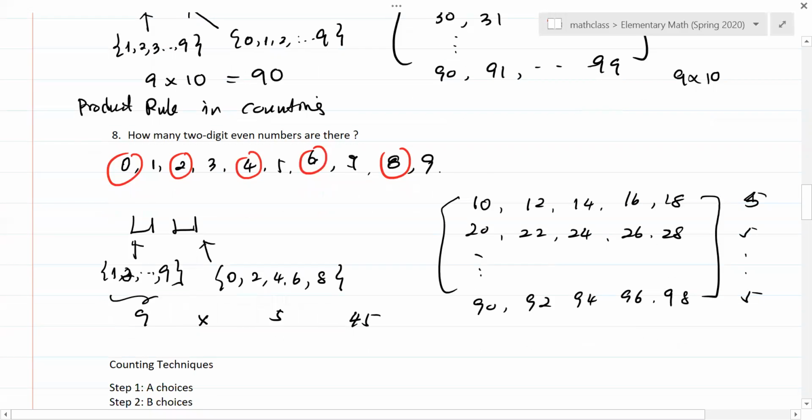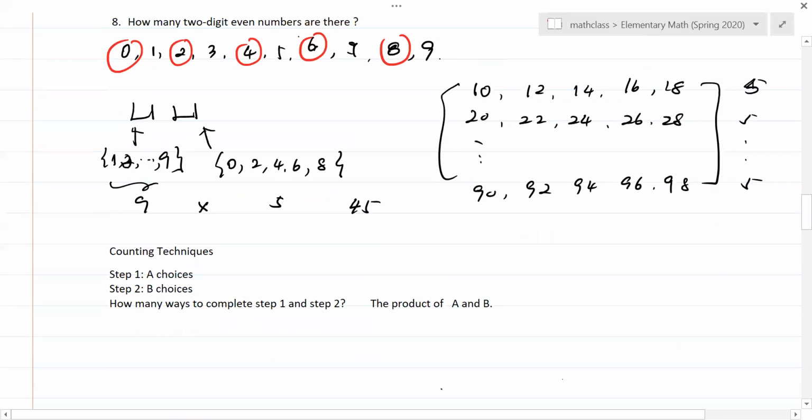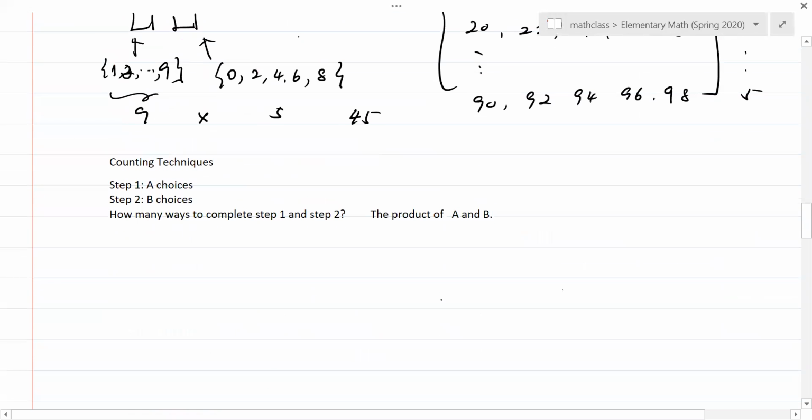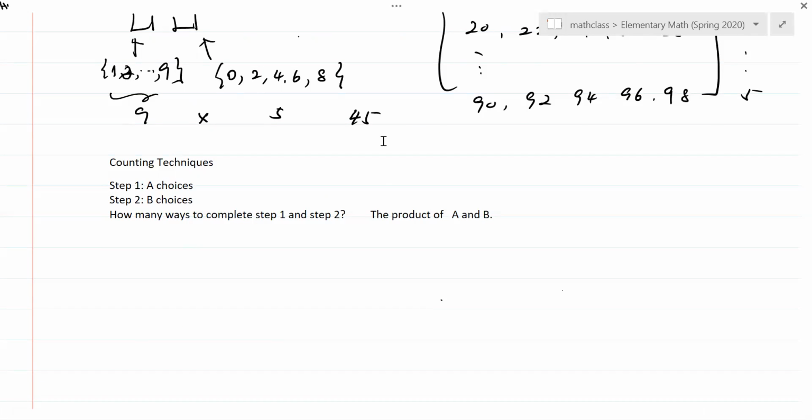So that's the so-called counting technique. Let me explain to you again. Counting techniques: Step 1, you have A choices. Step 2, you have B choices. How many ways to complete step 1 and step 2 together? The product. So the product. So the above problem.